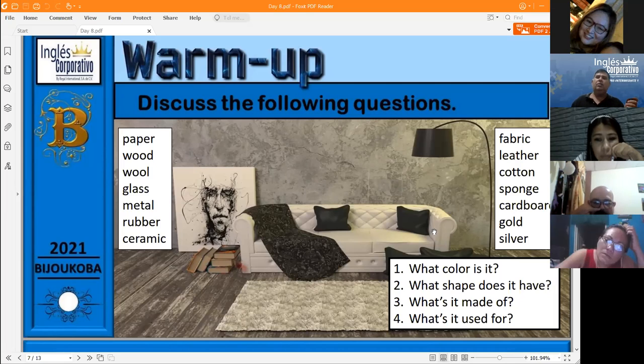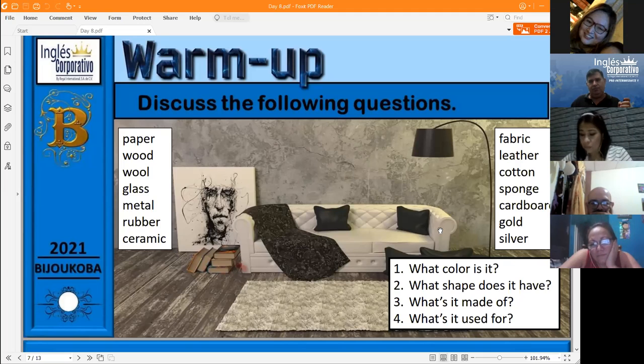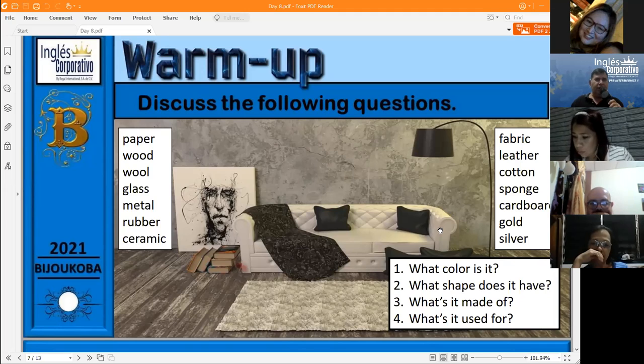What shade does it have? What shape does it have? Wait. Yes. It is rectangular. Oh, it's rectangular. Very good. What's it made of? Maybe wood. Made of wood. Okay. Maybe.